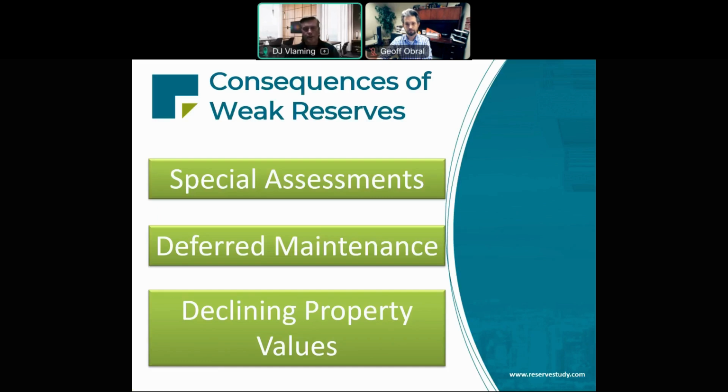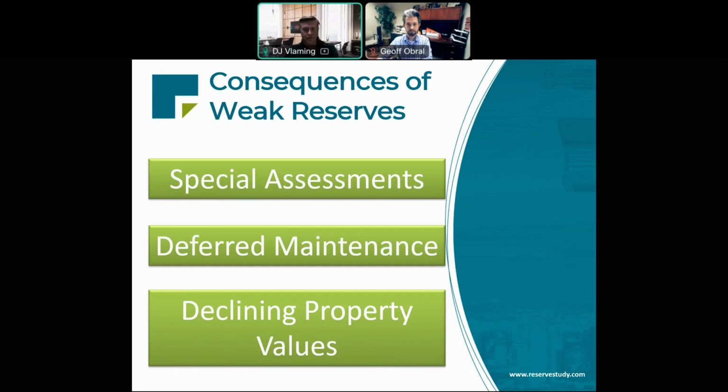So, what are some consequences of a weak reserve fund? Primarily we think of special assessments. That's the trigger we're always pushing. Special assessments should be avoided. They're inherently unfair to a very select group of homeowners. Another consequence is deferred maintenance. Deferred maintenance means owners are putting up with cracked pavement, maybe leaking roofs, peeling paint. And at its worst, deferred maintenance can lead to a serious decline in property values.